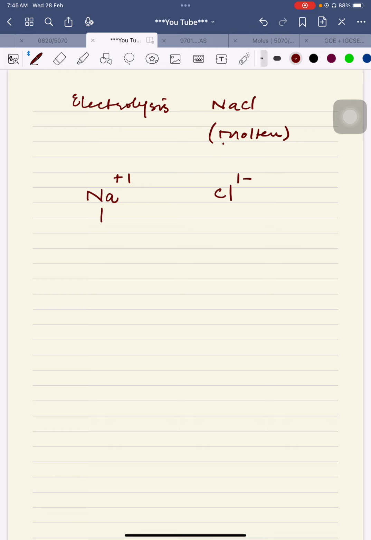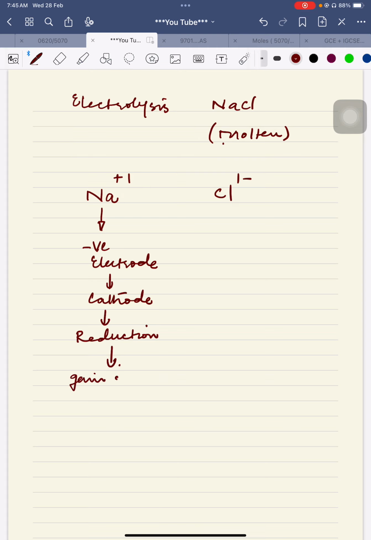Na is positive, so being positive, it will be attracted towards a negatively charged electrode. And what is the name of the negatively charged electrode? It is called the cathode. And at the cathode, what will happen? It is reduction which is going to occur at the cathode. And what is reduction? Reduction is gain of electrons.